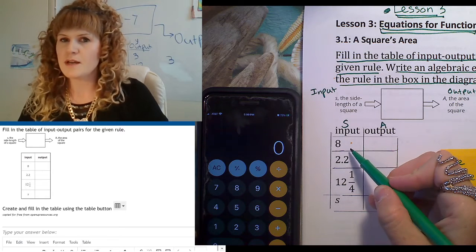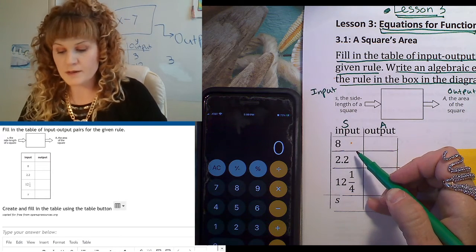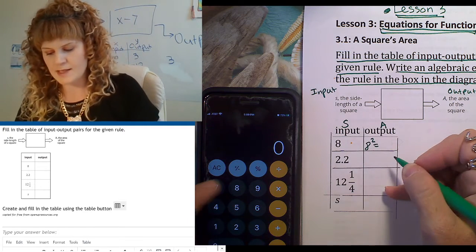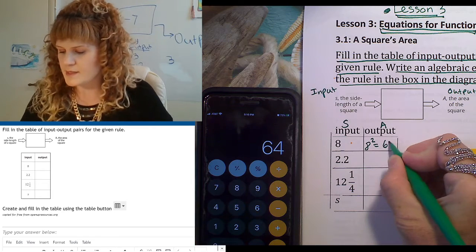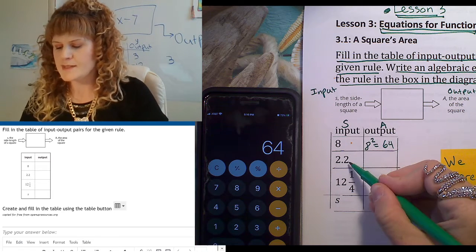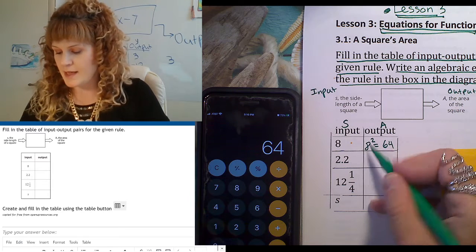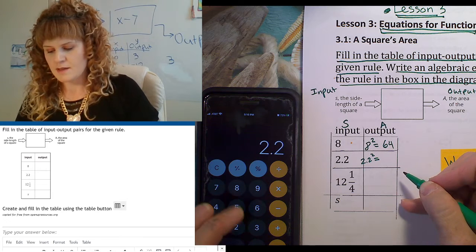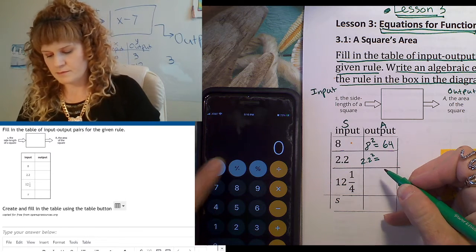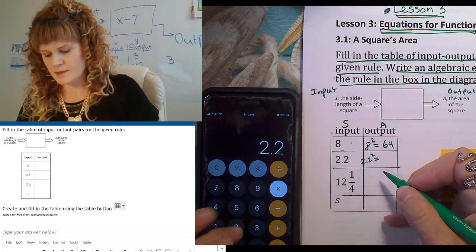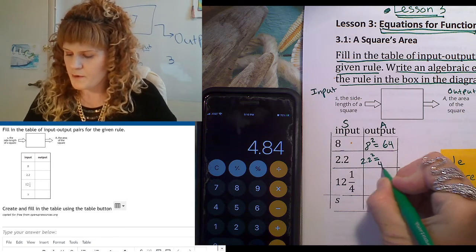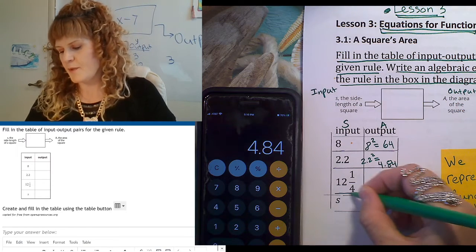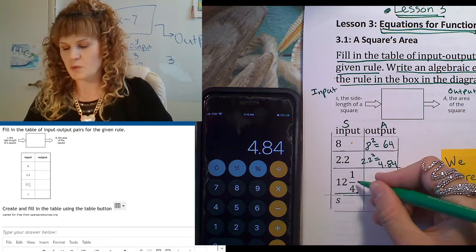Okay, so to get the area of a square, we have to square the side length. So that'll be 8 squared, which is 8 times 8, and that equals 64. If the side length is 2.2, then 2.2 squared is the area of the square. 2.2 times 2.2 is 4.84.